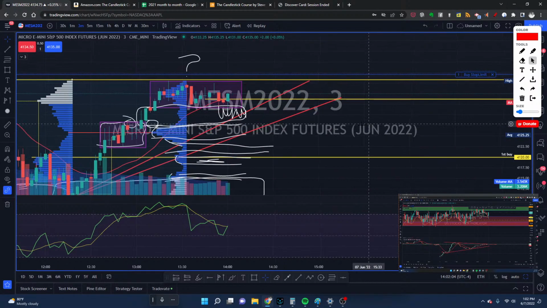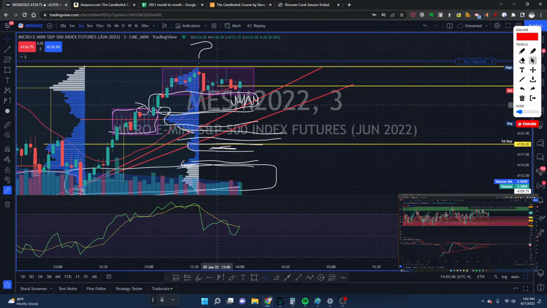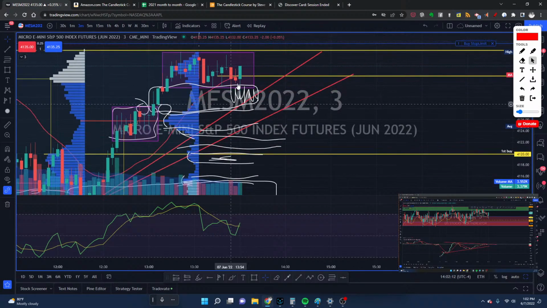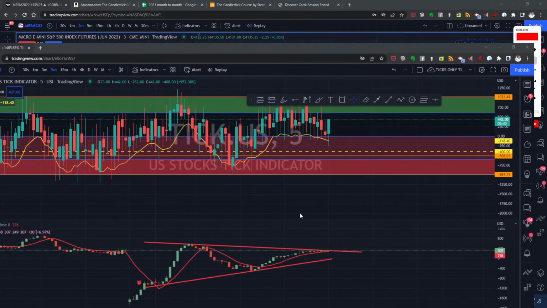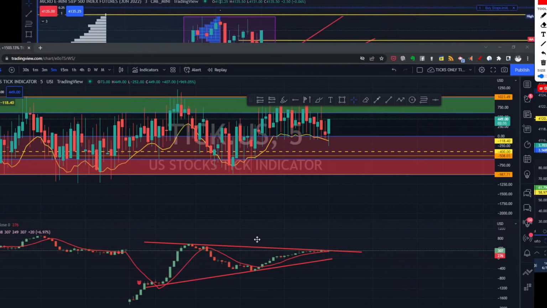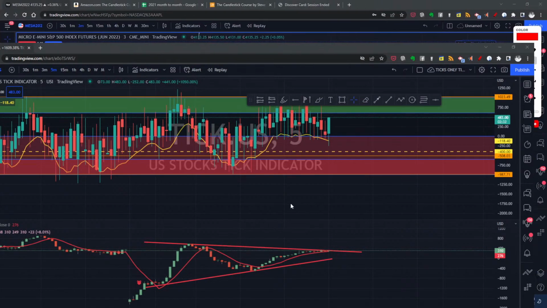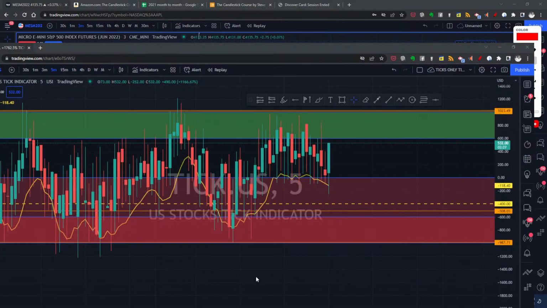Okay, this RSI is heating up here. So we've got 1, 2, 3 rejections from this LVN here. And now we're getting some real good buying pressure coming in. I'll show you guys here. You guys see how these ticks have picked up? See how the ticks are climbing? When they get above this green, that's above 600.